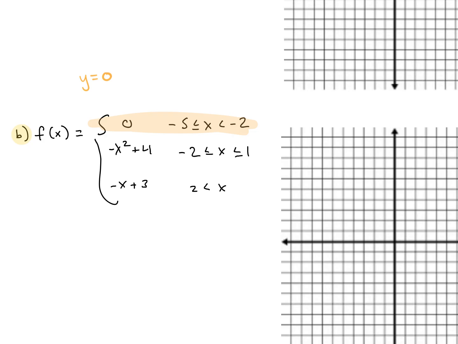What type of line? Horizontal line. Awesome. It's constant. There's no x. There's no slope. So it is a constant line. It is going to be horizontal. So just keep that in mind.